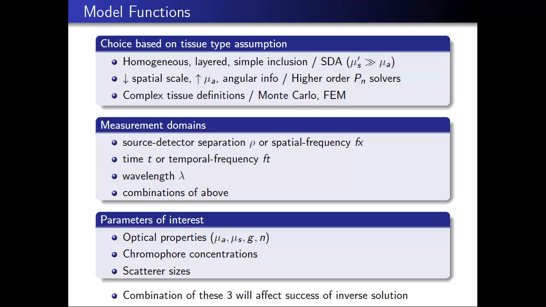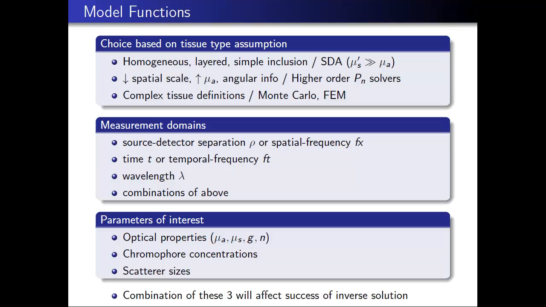And if you need what I might call P infinity, then we're going towards a Monte Carlo, where you need complete angular information, very complex tissue definitions, and this would be the comparable model that you would use. Finite element methods can also be applied.